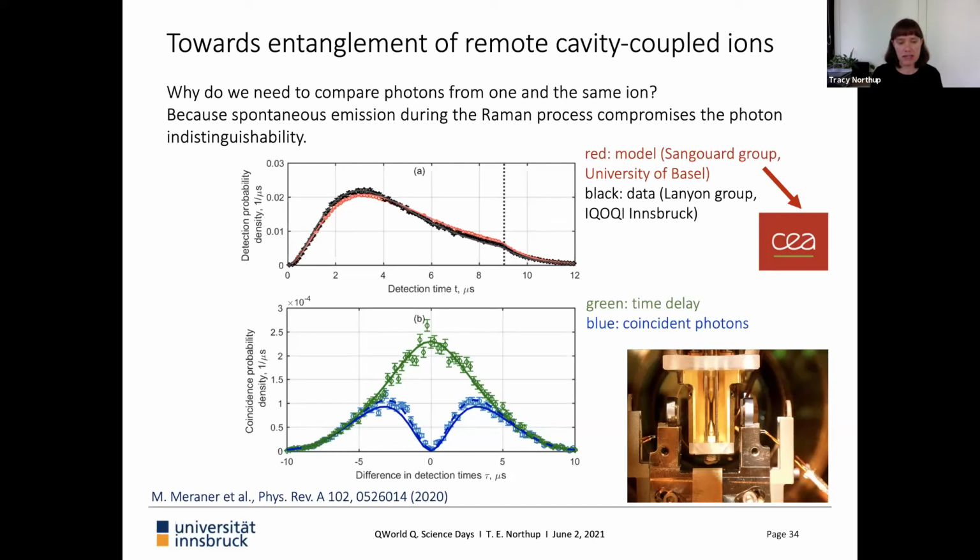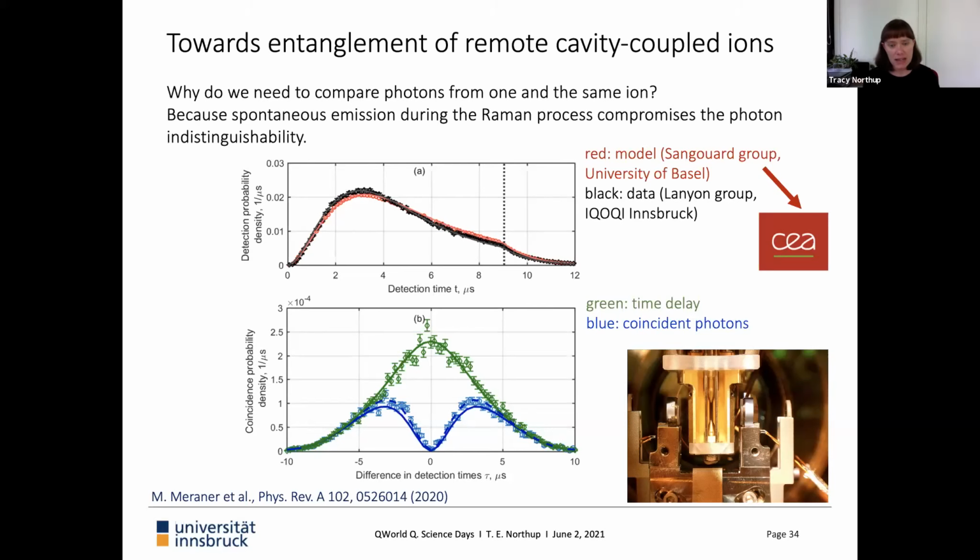And so in that case, where we've clearly on purpose made them distinguishable, there is a non-zero probability for them to arrive at the same time, in the middle at detection time tau equals 0. But in the blue case, when they're really coincident, we see this dip, the so-called Hong-Ou-Mandel dip, go all the way to 0. And that's verifying for us that we really do have indistinguishable photons. So we found that very encouraging from a single system.